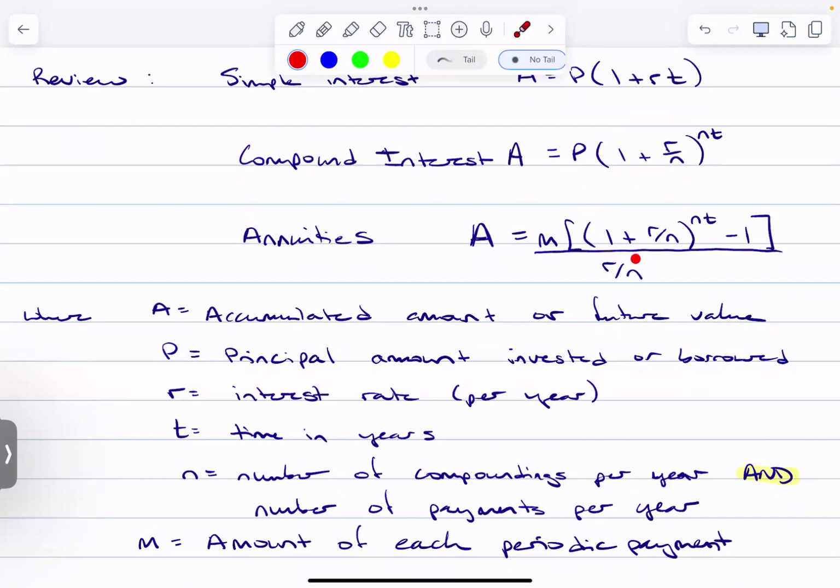And how we did that was setting these two equations equal to each other. And we can either solve for what lump sum is the equivalent of these M's, or what payments would be equivalent to this principal amount. And we just move between the two.